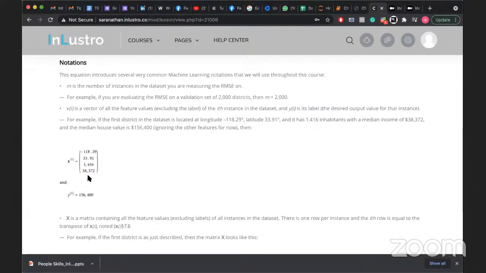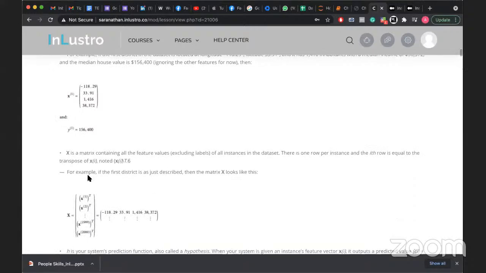That's why they have taken a sample X and Y to show you how to find out these X and Y values. So X is nothing but capital X. Small x is the individual value. Capital X is a matrix containing all the feature values of all instances in the data set. There is one row per instance, and the ith row is equal to the transpose of Xi. Right? It's a transpose of Xi.